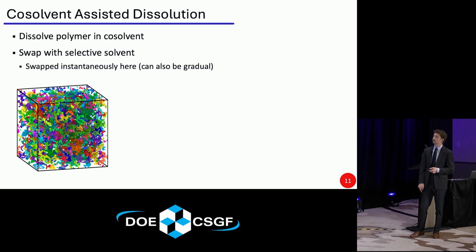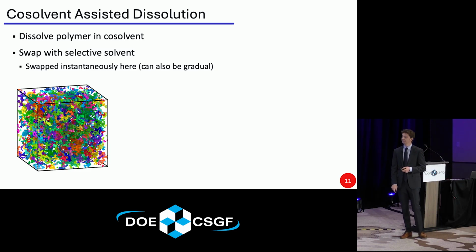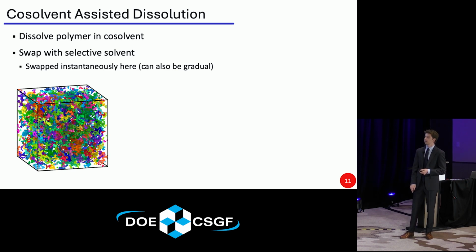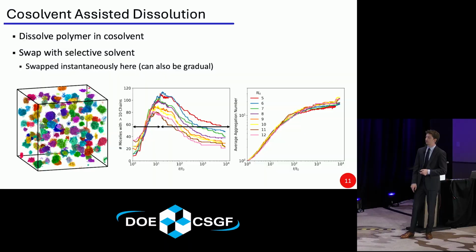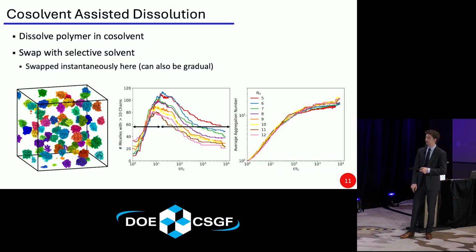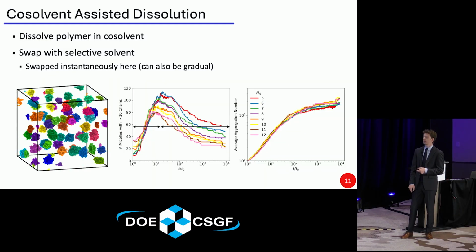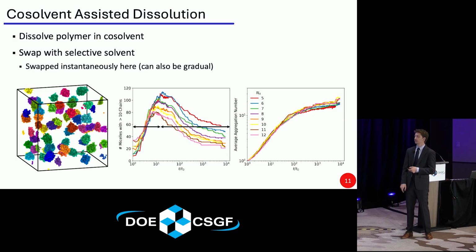If I compare that to the co-solvent assisted method, I start with these polymers dispersed in a co-solvent, and I swap it for a selective solvent. We see we have that initial aggregation where the number of micelles is increasing initially, and then we exhaust all the free chains. So we're not getting any more micelles, but micelles are starting to fuse together. So the number of micelles starts decreasing while the average size of the micelles is increasing.